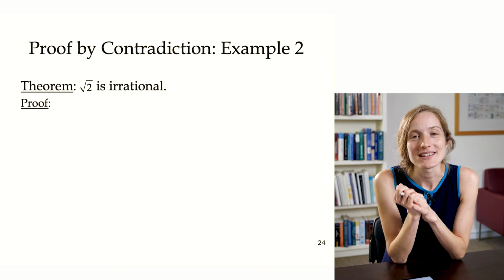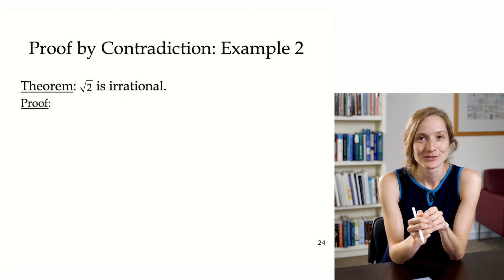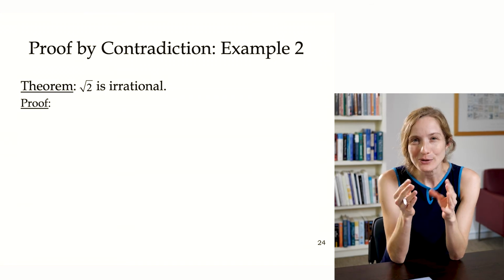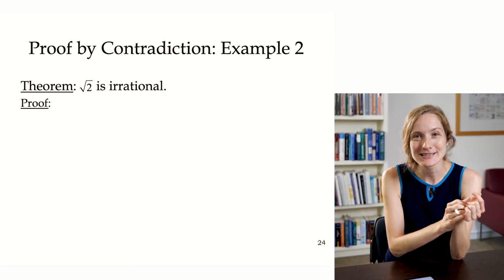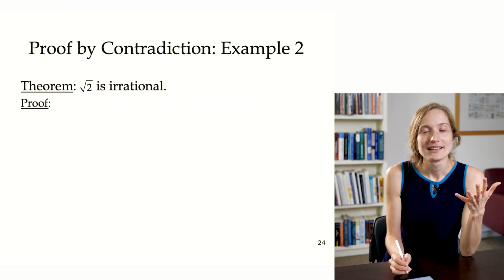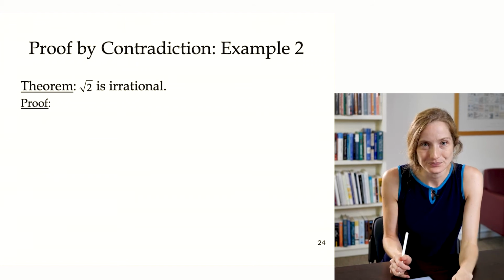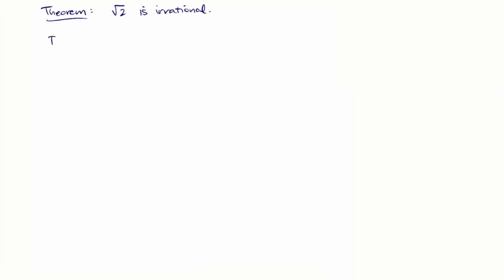Let's do another example. Here the theorem is that the square root of 2 is an irrational number. Maybe you will have or have recently seen this in calculus. I want to prove it in any case, because this is a really great example where proof by contradiction can be very helpful. So let's do the proof here.